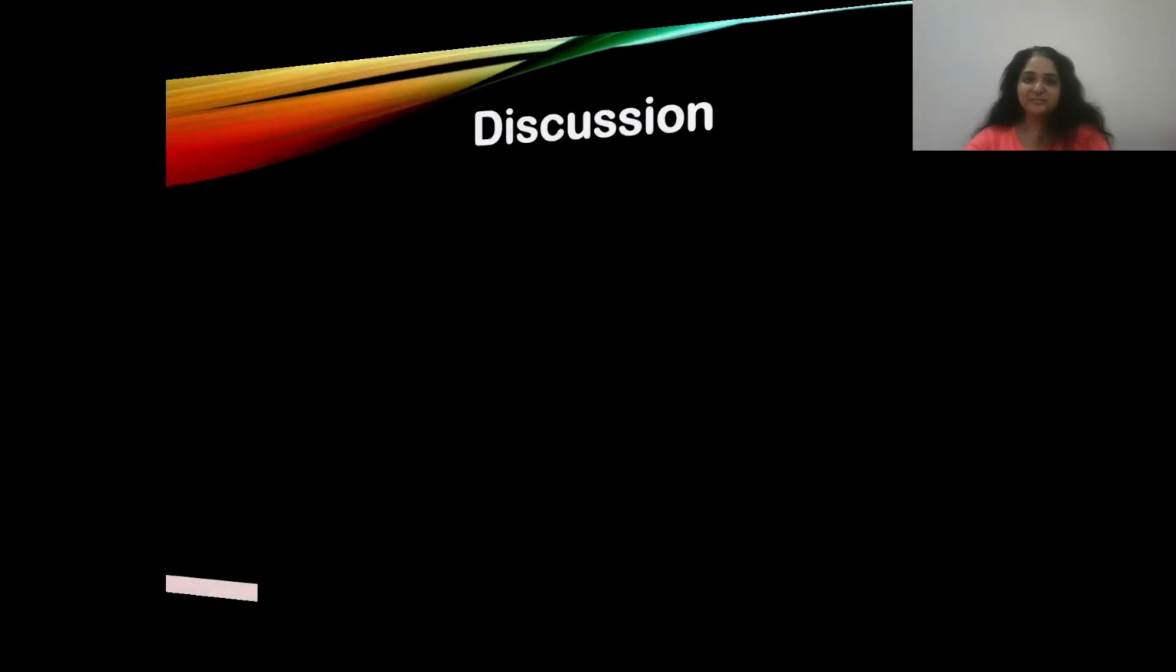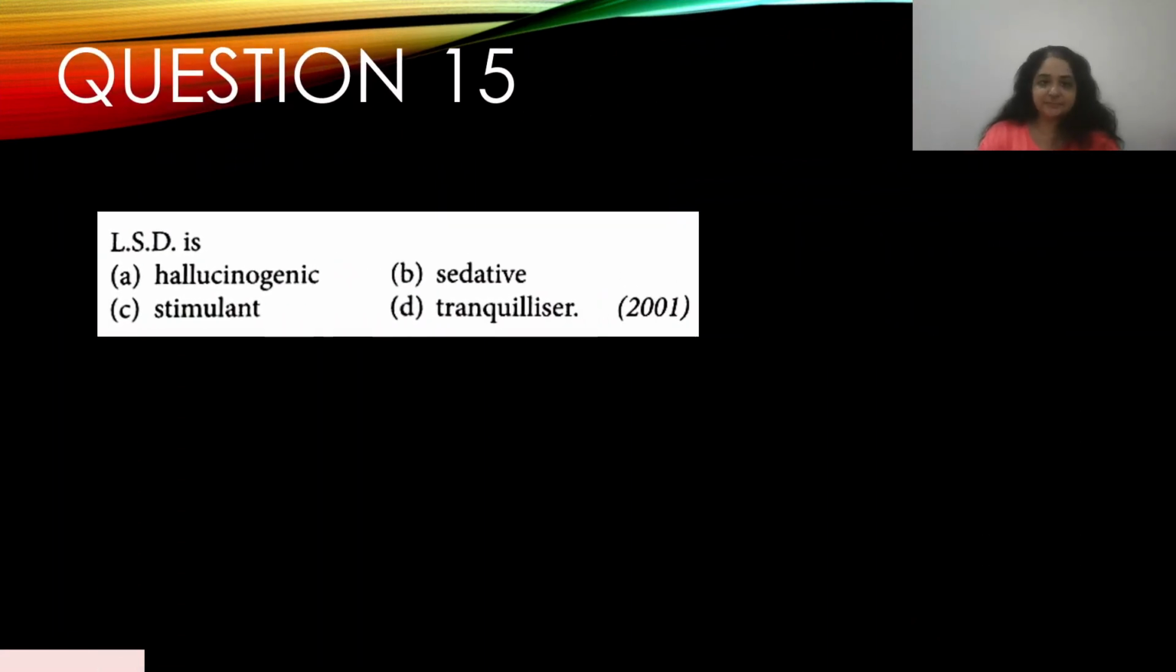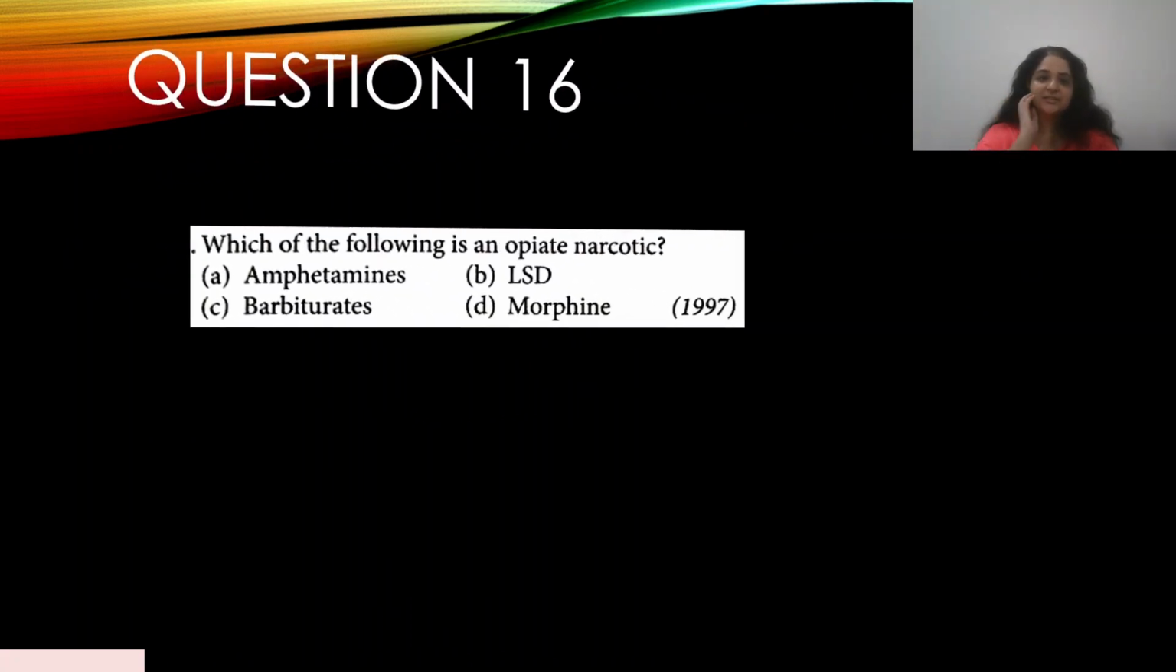Okay, let's move on then. Question number 15. LSD. We just discussed LSD, it appeared in 2001. A. Hallucinogenic, B. Sedative, C. Stimulant, D. Tranquilizer. So LSD is a hallucinogenic. We just discussed that. Learn it as a rule, as a fact. LSD is the acronym for lysergic acid diethylamide, and it's a hallucinogenic drug. All right. Let's move on. This was pretty direct. Easy.